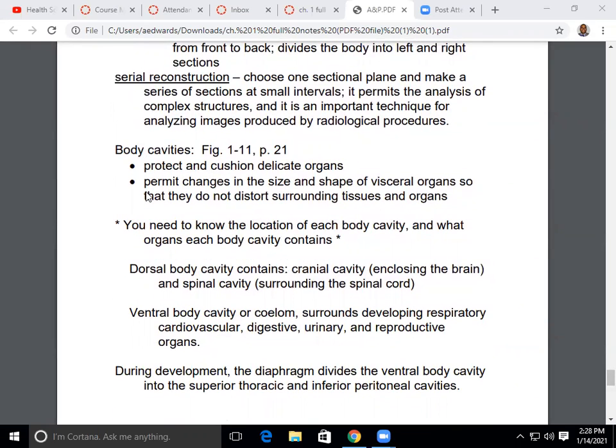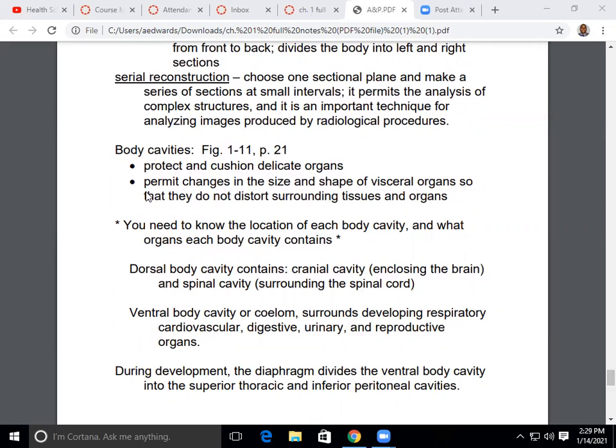Body cavities. All right, so when you think of cavities, you think of your teeth getting messed up, right? But a cavity is a space. Now, a cavity in your teeth is bad because you're not supposed to have spaces in your teeth. But there are parts of your body where you're supposed to have spaces, right? And they house things. They protect and cushion your organs. They allow for changes in size and shape of the organs there, so they don't distort the organs and tissues around them. So it forms a boundary, okay? Again, we'll get into this in lab, but you will need to know the locations of each body cavity and what organs are in each body cavity.